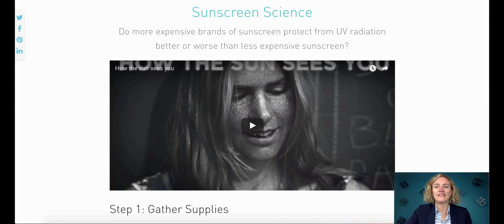In the Sunscreen Science experiment, students use the UV sensor to determine which sunscreens are most effective at blocking UV rays. That gives you a brief introduction to our high school physical science unit.